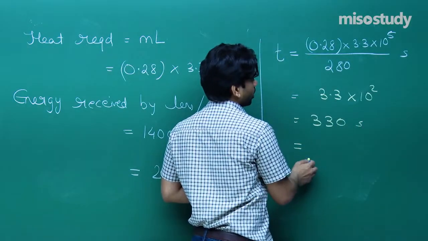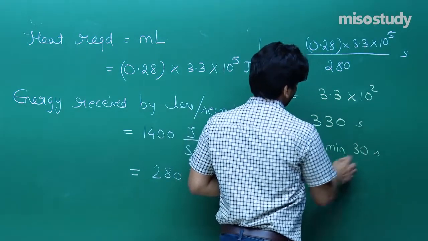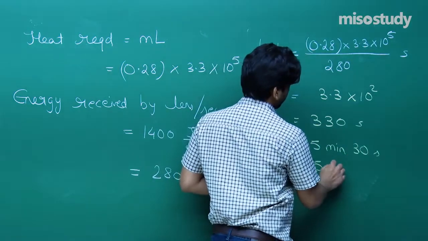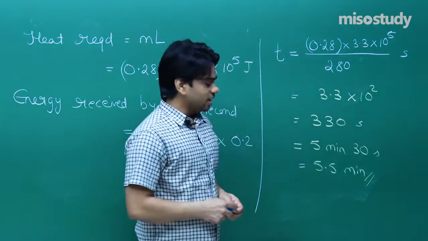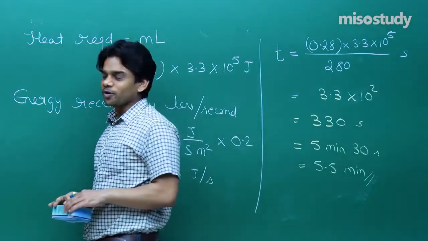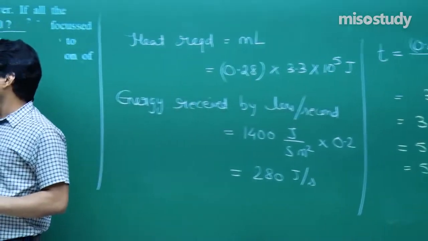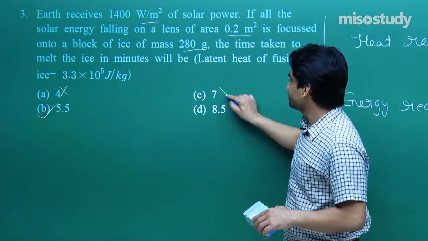So in minutes it will be how much? 5 minutes 30 seconds, or we can write 5.5 minutes. So 5.5 minutes will be the answer, because 5 minutes 30 seconds can be expressed as 5.5 minutes. Option B, 5.5 minutes. That's the right answer.